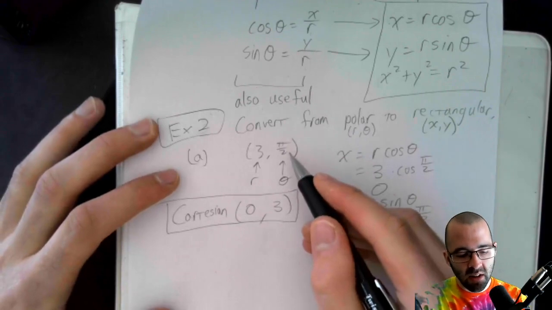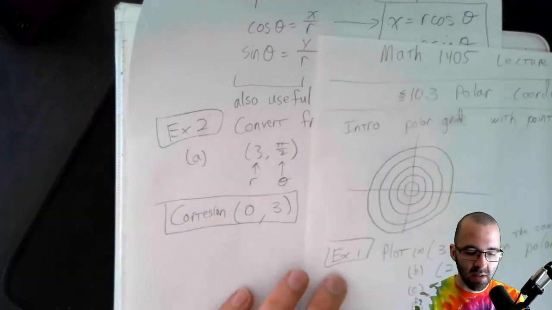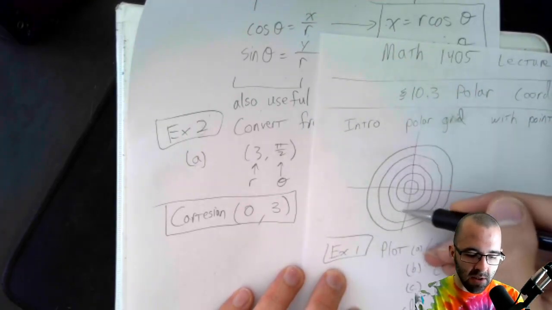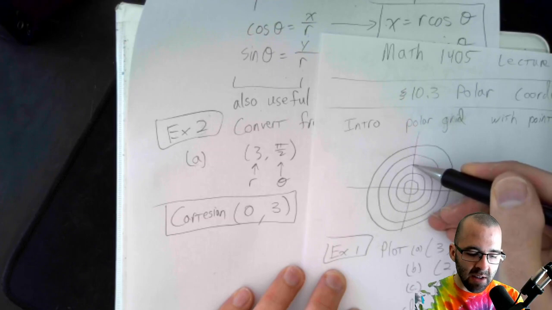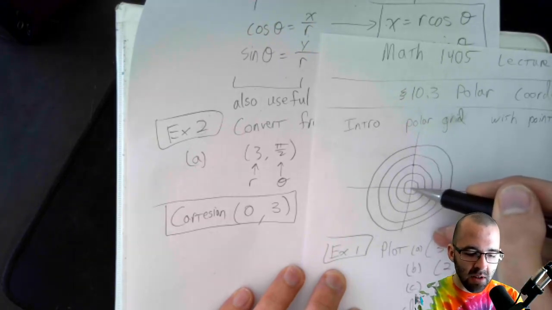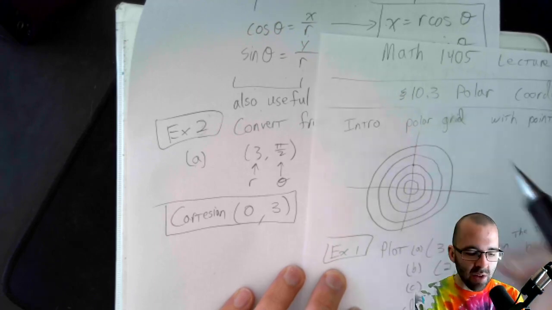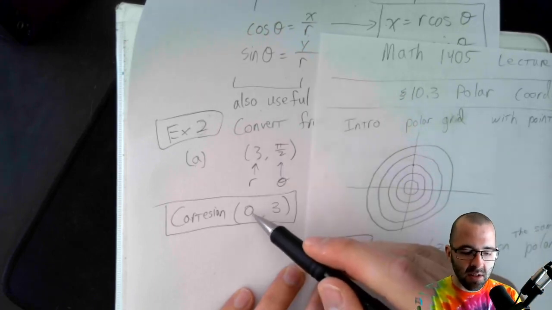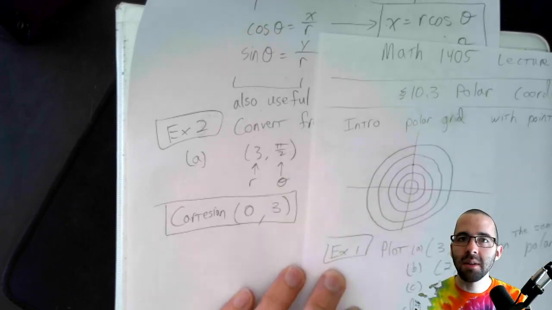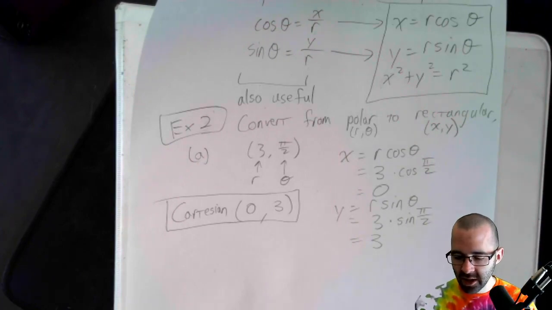If you plotted on a circle, pi over 2, the radius 3 is this circle. Pi over 2 is 90 degrees. It'd be right here. Or if you plotted the point 0, 3, you're also right here. So whether you plot it in Cartesian, rectangular, or polar, the point will be in the same place. Okay? A good way to check your answer.